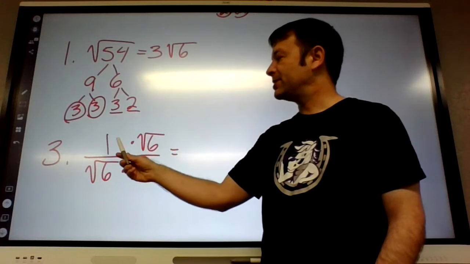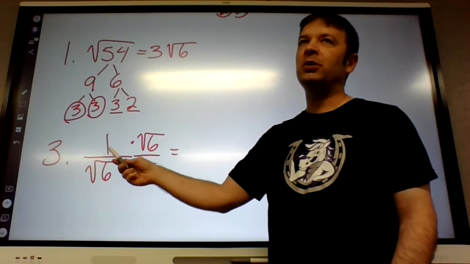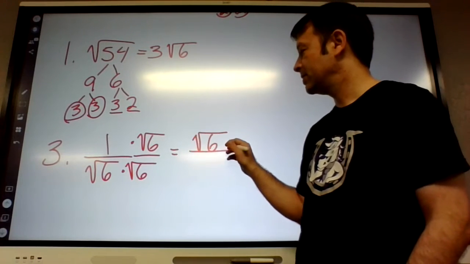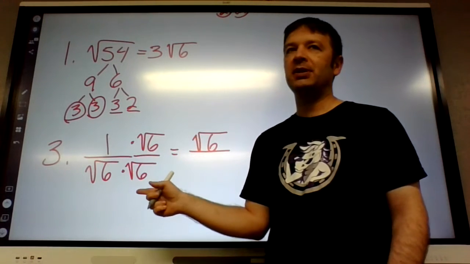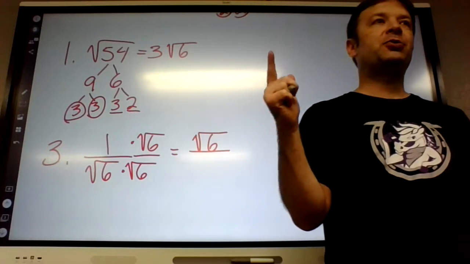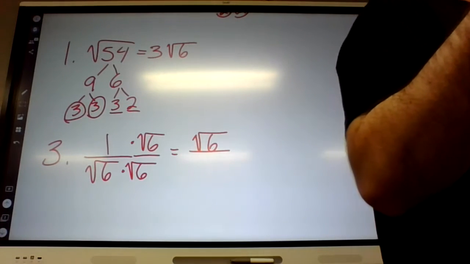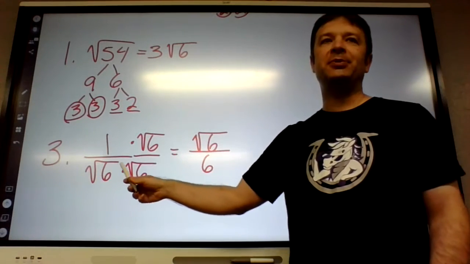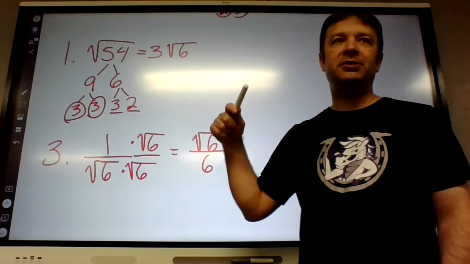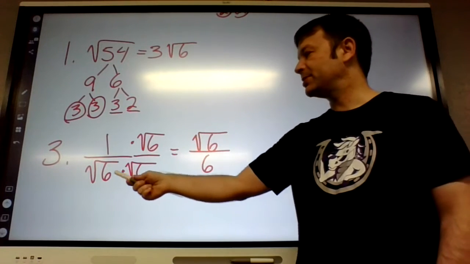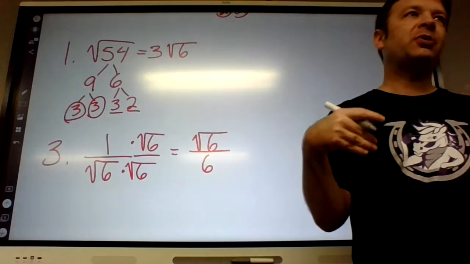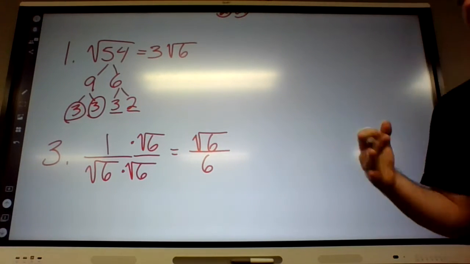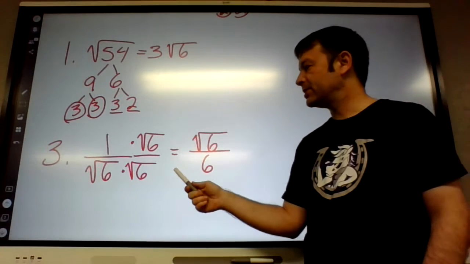So what is the top going to become? 1 times square root of 6 is square root of 6. The bottom, what's square root of 6 times square root of 6? It's square root of 36, which is 6. Anytime you take a square root times itself, the square root cancels out. Square root of 6 times square root of 6 is 6. Square root of 1,000 times square root of 1,000 is 1,000. Square root of 42 times square root of 42 is 42. So it just gets rid of it.